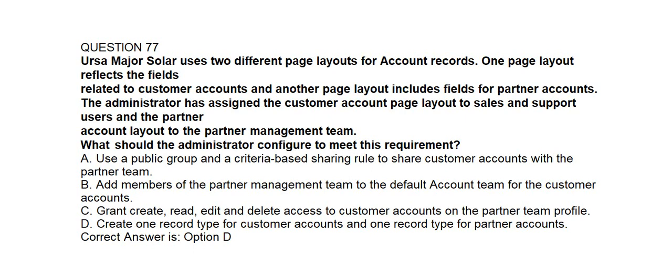Option A. Use a public group and a criteria-based sharing rule to share customer accounts with the partner team. Option B. Add members of the partner management team to the default account team for the customer accounts. Option C. Grant create, read, edit, delete access to customer accounts on the partner team profile. Option D. Create one record type for customer accounts and one record type for partner accounts. Correct answer is option D. Create one record type for customer accounts and one record type for partner accounts.